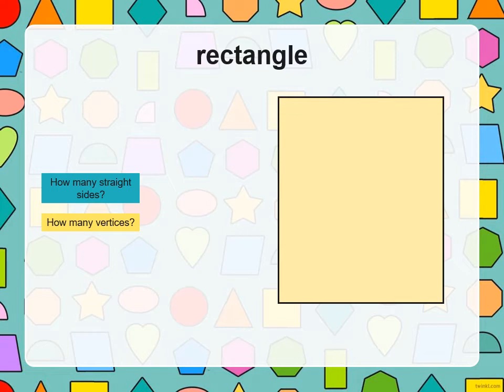Okay, so this time I want you to have a little think. We've got a rectangle. I want you to imagine, or maybe you'd like to pause the video and draw a picture of a rectangle. It doesn't have to be perfect. And then have a think about how many straight sides it has and how many vertices.